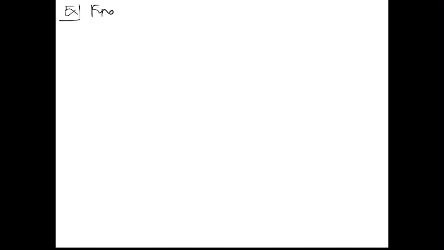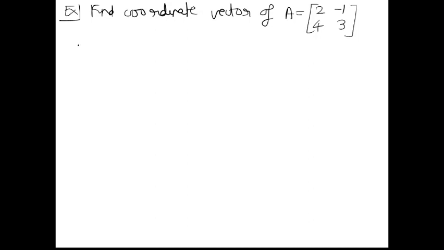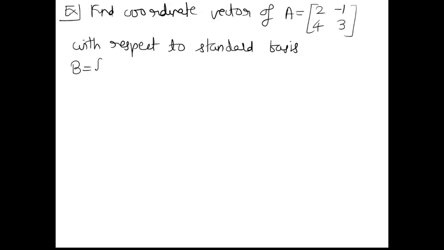Find the coordinate vector of A is equal to 2, minus 1, 4, 3 with respect to the standard basis B is equal to E11, E12, E21, E22 of the matrix space of size 2 by 2.